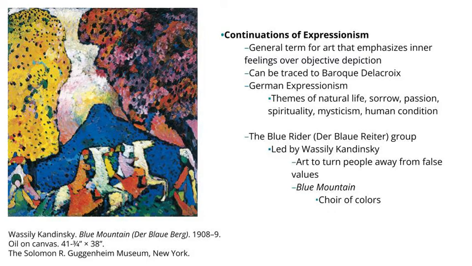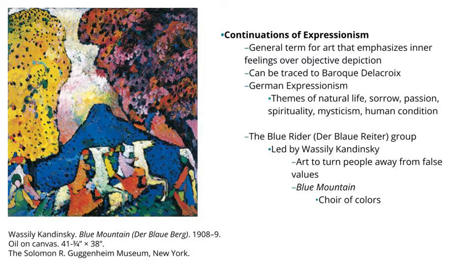So there were different groups or schools of thought within these continuations of Expressionism, and one of the groups was called the Blue Reiter group, or Der Blaue Reiter group. It was led by Wassily Kandinsky, and he encouraged everyone in the group to make art to turn people away from false values. And here is an example of an artwork from this sort of style that the group was following. It's called Blue Mountain, and it's also by Kandinsky, and it has this choir of colors. So we're really moving towards the colorful here.